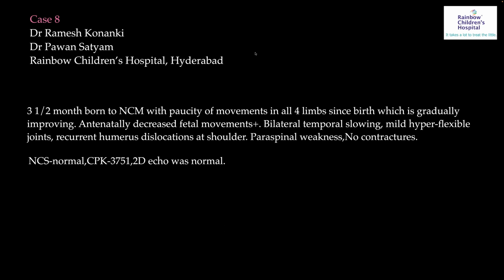On examination, the child has temporal hollowing and an easily dislocatable shoulder joint, and there is significant paraspinal weakness. The testis on one side is undescended, and DTRs are 2+ at the bilateral knee. So it's basically a motor developmental delay which was gradually improving, with proximal more than distal weakness and normal cognition.